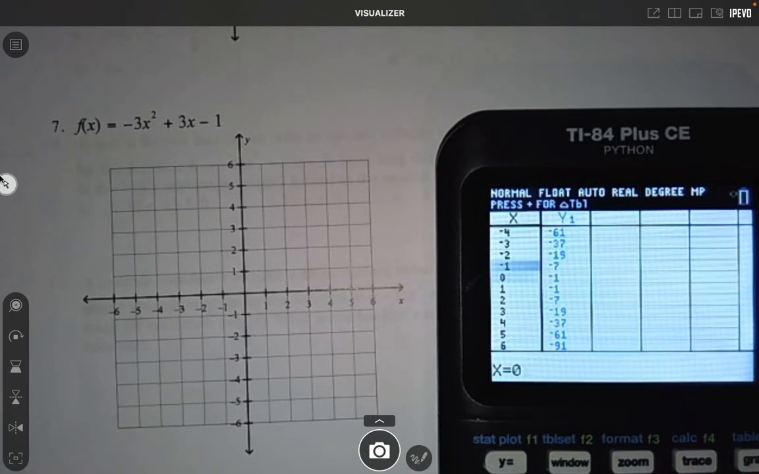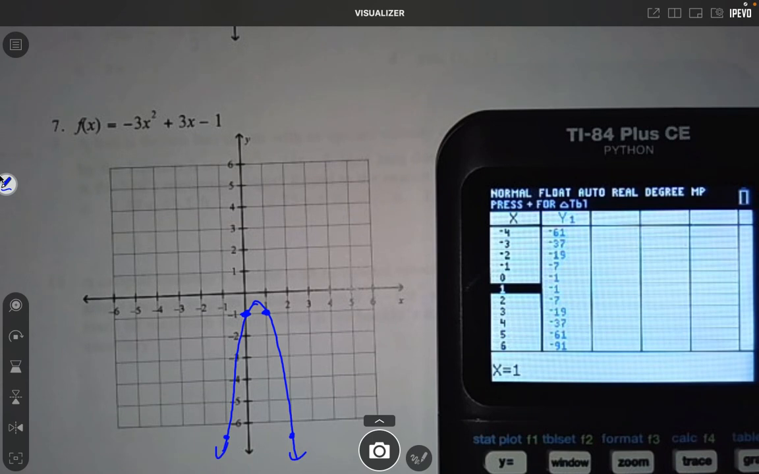So let me plot some of these points. I've got 0, negative 1. I've got 1, negative 1. Okay, and I'm going to go ahead and do 2, negative 7, and negative 1, negative 7. So I don't really know where it goes to, but somewhere between those 2 points. Does that make sense? I have to find my vertex. How do I find that? I don't know exactly where it is.